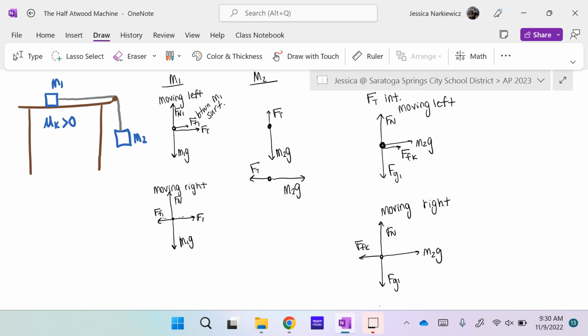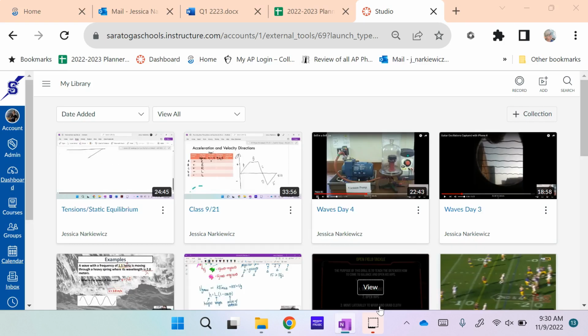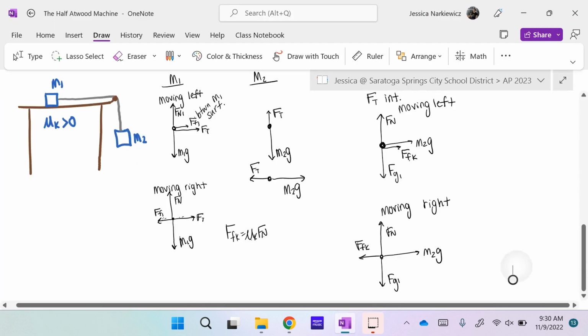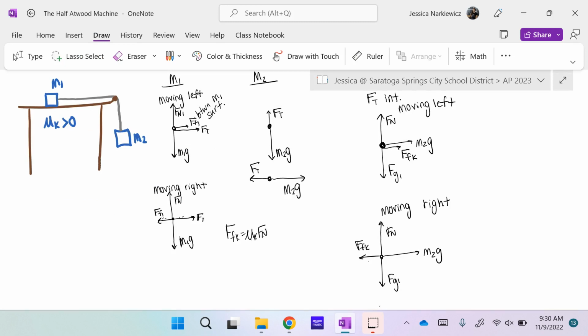Now these values of force of friction are going to be the same because we calculate that force of friction as mu k times the normal force. We're not changing the normal force. We're not changing the surface. So these values are the same, just in different directions. So what this is showing me is that this free body diagram is going to end up with the greater net force and therefore the greater acceleration, because these two forces point in the same direction, whereas these two point in opposite directions. That's a brief overview of the half Atwood machine.